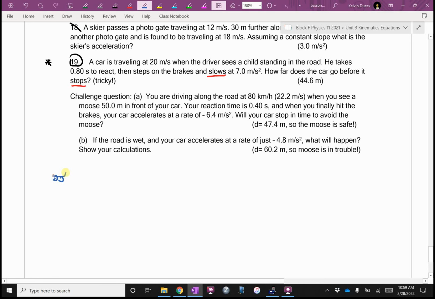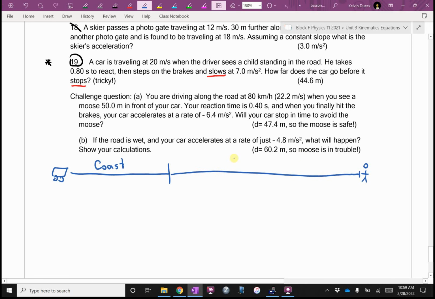Here's the car. Here's the kid. I think the car coasts for a while. Let's say it's that far. That's how far the car travels before the driver hits the brakes. That's the reaction time. I'll call that coasting, because you're not speeding up or slowing down.